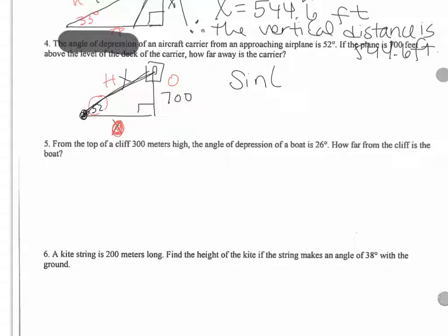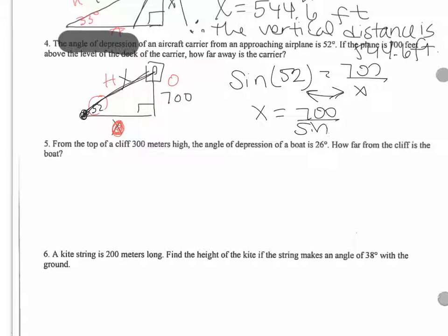So sine of 52 equals 700 over X. So because X is the denominator, I can just switch these two and say X equals 700 divided by sine of 52. And type it into my calculator. I get X equals 888.3 feet. So therefore, the aircraft carrier is 888.3 feet from the airplane.